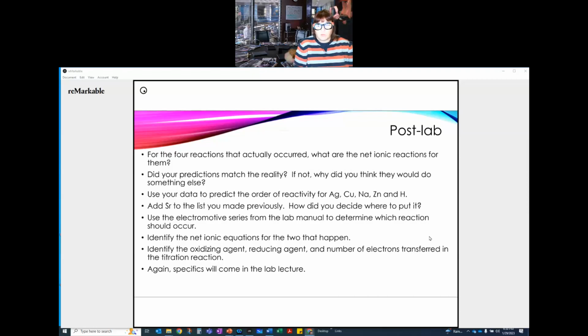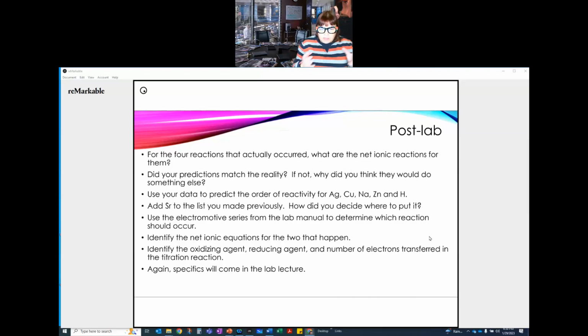Okay. And how do you decide where to put it? What factors did you need to think about to decide where it needed to go? I want you to use the electromotive series from the lab manual to determine which reaction should occur. Identify the net ionic equations for the 2 that did happen. Identify the oxidizing agent, reducing agent, number of electrons transferred in the titration. And again, specifics will come in the lab.